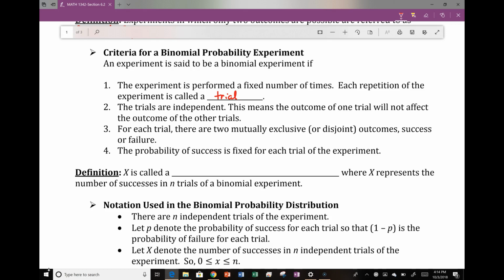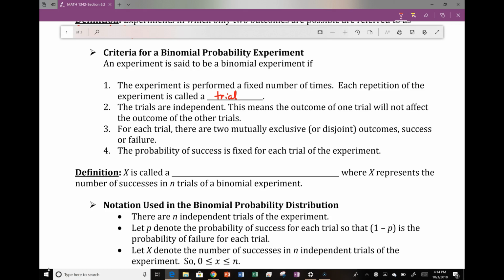The trials must be independent. This means that whatever happens on the first trial has no bearing on what happens on the second trial. They're completely independent of each other. We have no conditional probabilities in this particular case. They're also mutually exclusive. You either have to be what we call a success, or you have to be a failure. You cannot be in both categories.